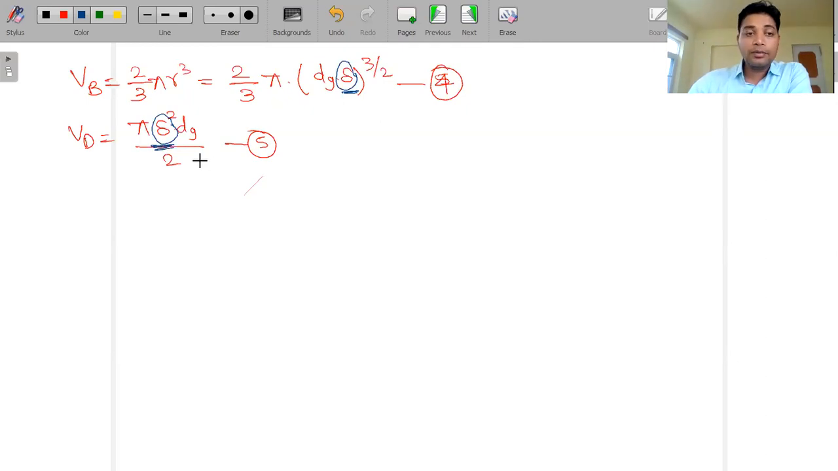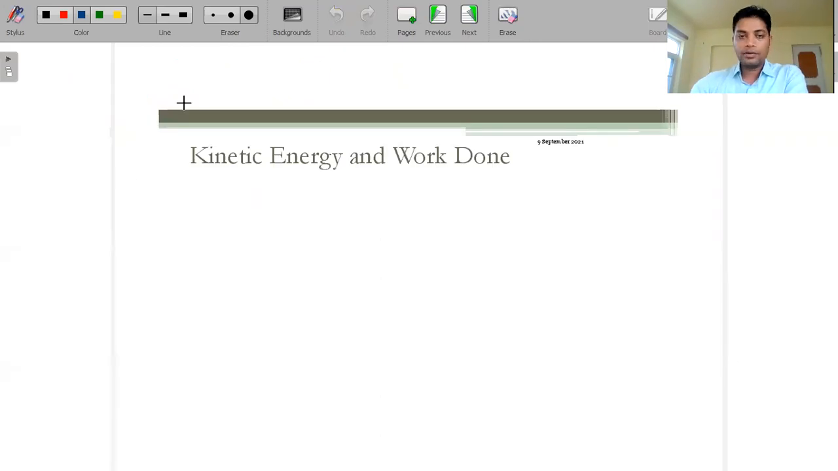So here we are considering two things. Let's move to this one, that is kinetic energy and the work done. First we are going to discuss the kinetic energy. How can we write the kinetic energy? Kinetic energy will be equal to half m into v square, where m is the mass and v is the velocity.